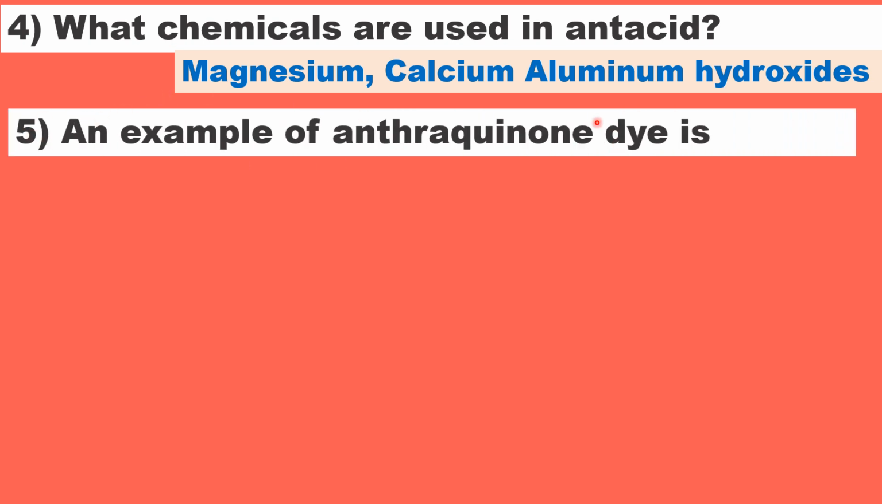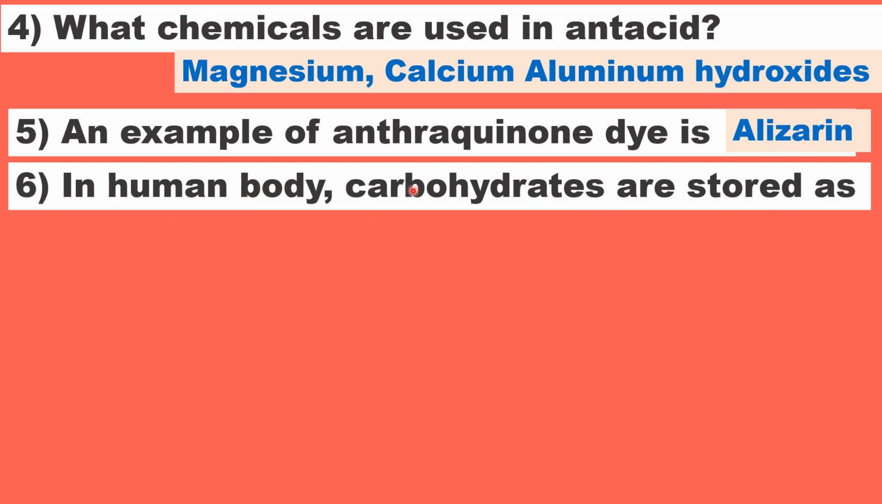Give an example of anthraquinone dye. Alizarin. Alizarin is an anthraquinone dye. It gives red color with aluminum 3+. This is used as a reagent to confirm aluminum presence in the salt in qualitative analysis.